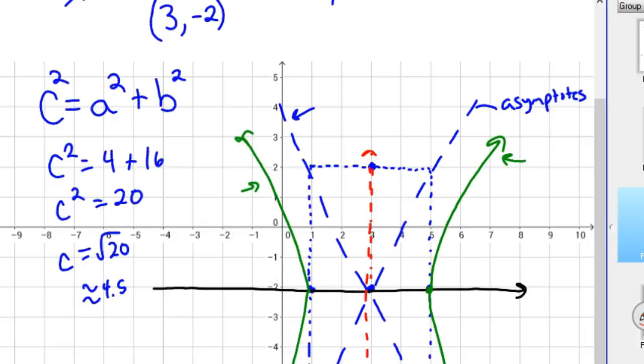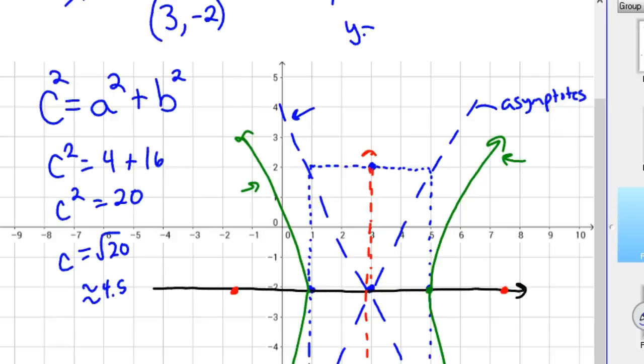So if you go right 4.5, so 1, 2, and about 4.5, about right there, there's one focus, and then left 4.5, about right there. There's approximately where our 2 foci will lie along the transverse axis. Then the last thing you usually need to find with asymptotes is the equation of the asymptotes. And I would use the general form.